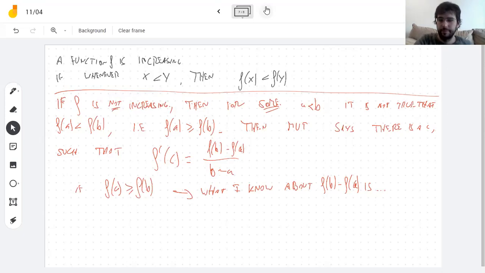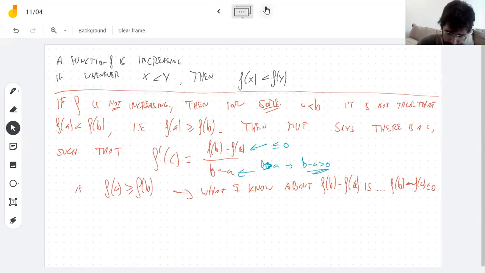It's negative. Exactly, Sam. Thank you very much. So the numerator here is a negative or non-positive number. It could be zero. B minus A, since B is bigger than A, means B minus A is positive. So you divide a negative number by a positive number. This means that F prime of C can't be positive.